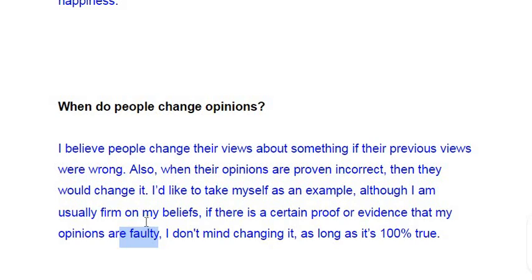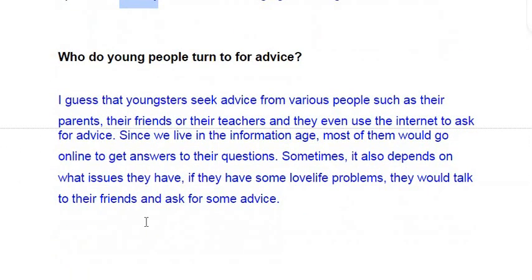Now let us move on to the third question. Who do young people turn to for advice? Now, some of my students got confused with this question or they don't understand this question at all. Basically, this question simply means when young people need advice, who do they go to? Do they go to their friends or their parents or who? Right? So take a look at the sample answer and please read with me.